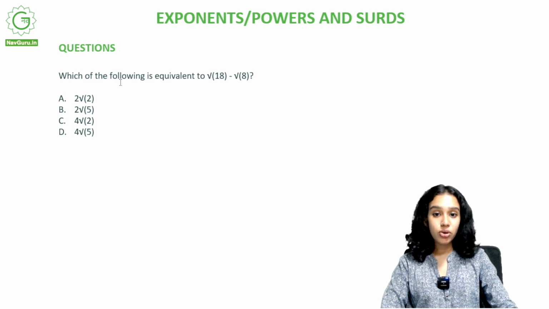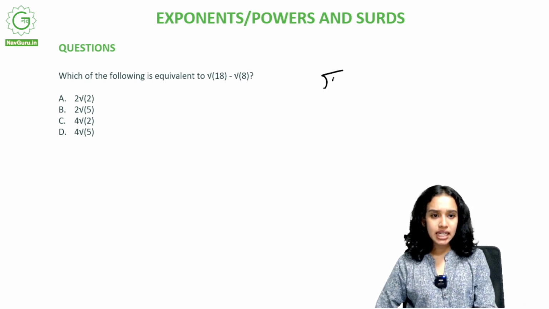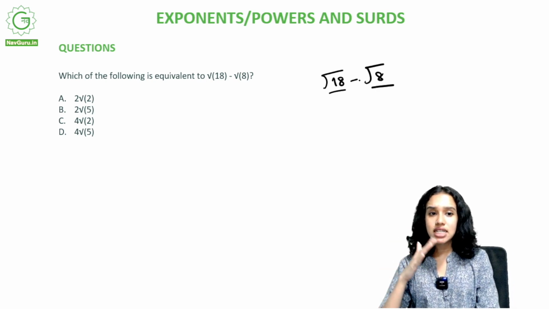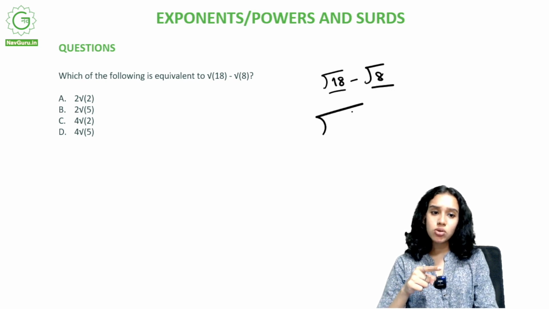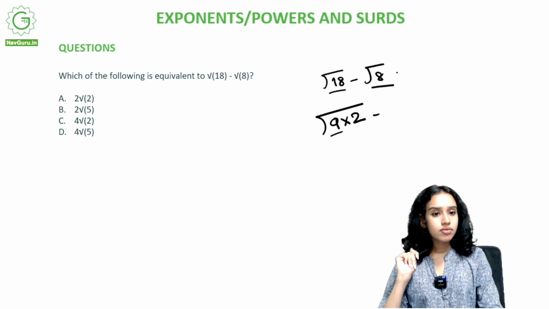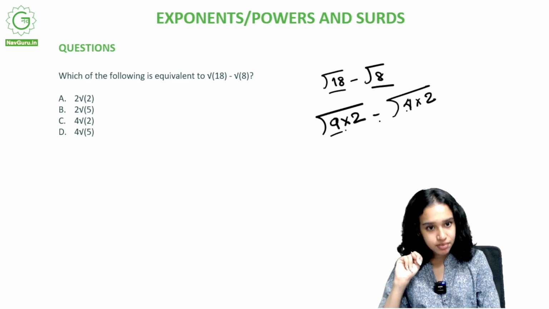Now, which of the following is equivalent to root 18 minus root 8? So, what do we do here? We have root 18 minus root 8. So, are root 18 and root 8 in the simplest form, or in the standard form here? No, they're not. Why? Because we actually know that 18 could be written as 9 into 2. So, this could be written with a perfect square, 9 into 2. Now, 8 also can be written as 4 into 2, right? Now, 4 and 9 both are perfect squares.